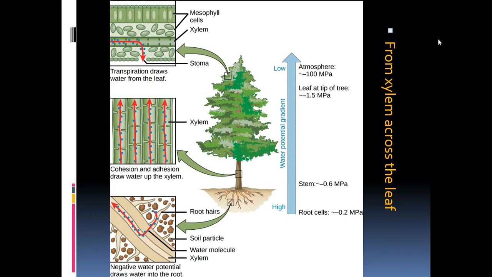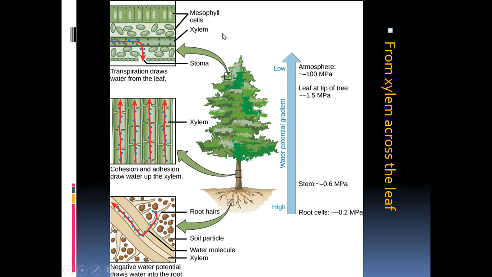Okay, so let's focus on this diagram that I have here. Like I said, the whole concept of water transport in plants occurs from a high water potential region to a lower water potential region. And in this diagram, you can see that the lowest water potential region in a plant will be at the leaves with a water potential of about negative 1.5 megapascal. How do the leaf achieve this lower water potential? Obviously, they achieve this through transpiration.